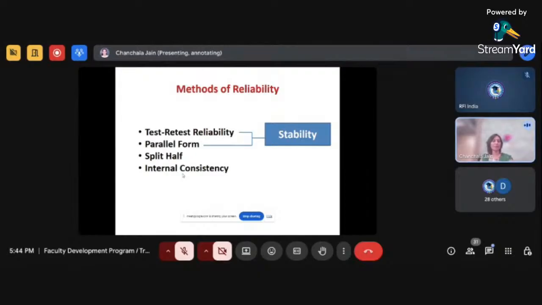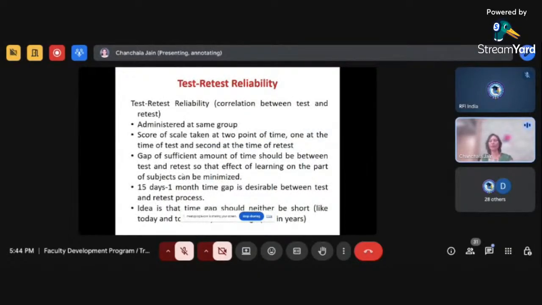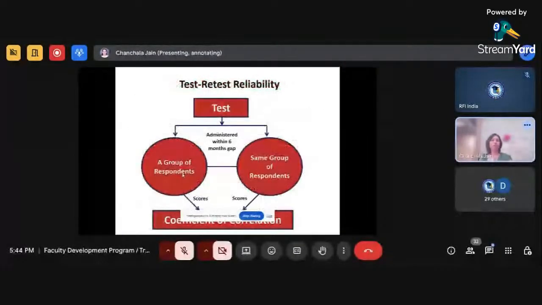I'll start with the first one, test retest reliability. In my previous sessions, when I delivered the session on reliability and normality concepts, I used the same slides, right? I have told previously also that the meaning is available in the books theoretically, but using this information I tried to develop a diagram. So I'll explain the meaning of test retest reliability using this diagram. Maybe this can help you understand this method of reliability in an easier manner, right?